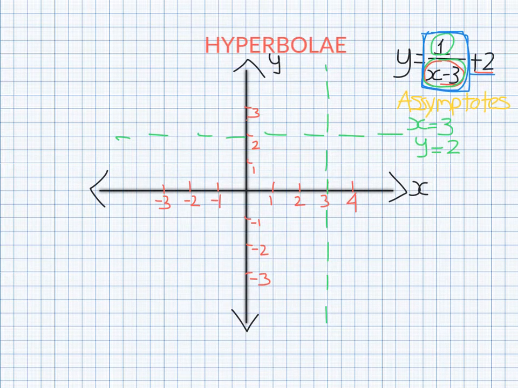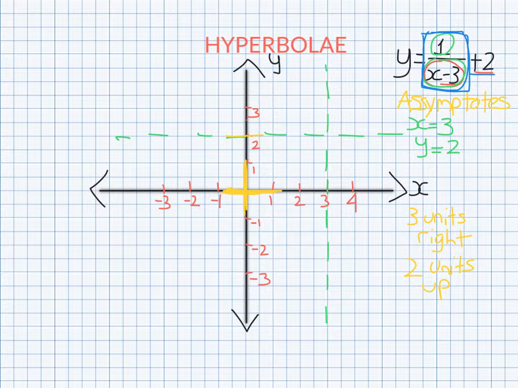So basically, what we've done is we've shifted the graph across 3 to the right and 2 up. Because remember, the asymptotes of y equals 1 over x, they were the y-axis, this line here, and the x-axis, this line here. But we've shifted this vertical asymptote 3 spots to the right. And we've also shifted this horizontal asymptote 2 spots up. So other than that, this is exactly the same graph as y equals 1 over x.